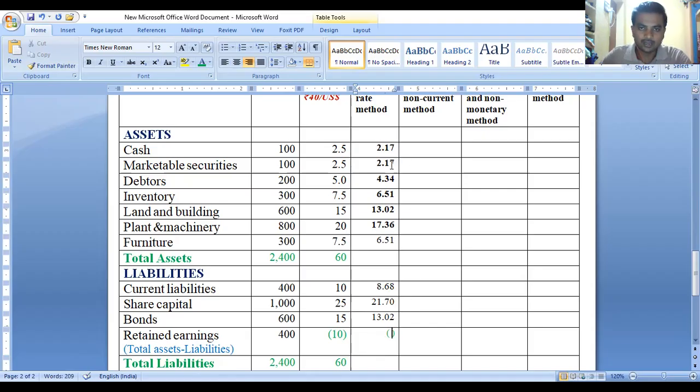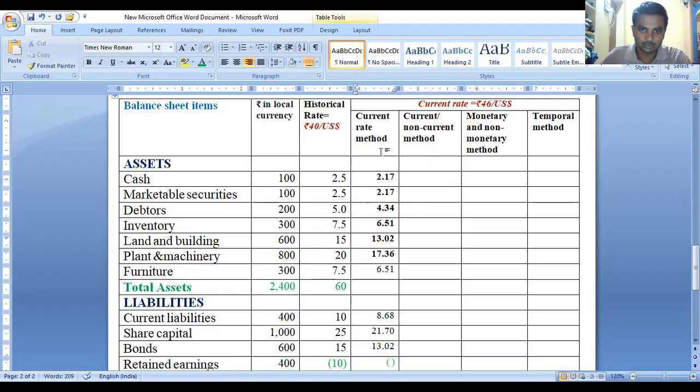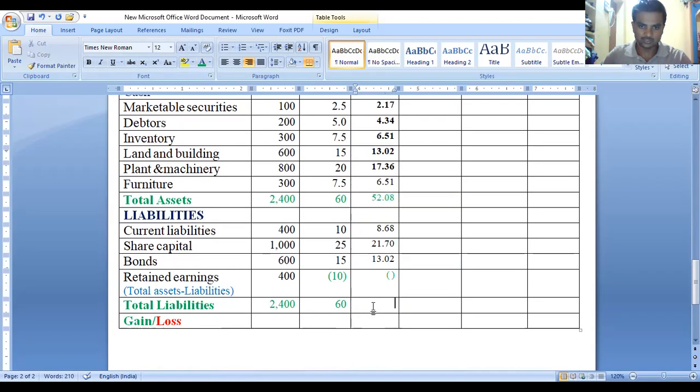So now we need to total the current rate method. What is the amount, the total asset? So the total asset in the current rate method comes to 52.08. Again, the total asset should match with the total here, 52.08. So now I think you need to make it in brackets.